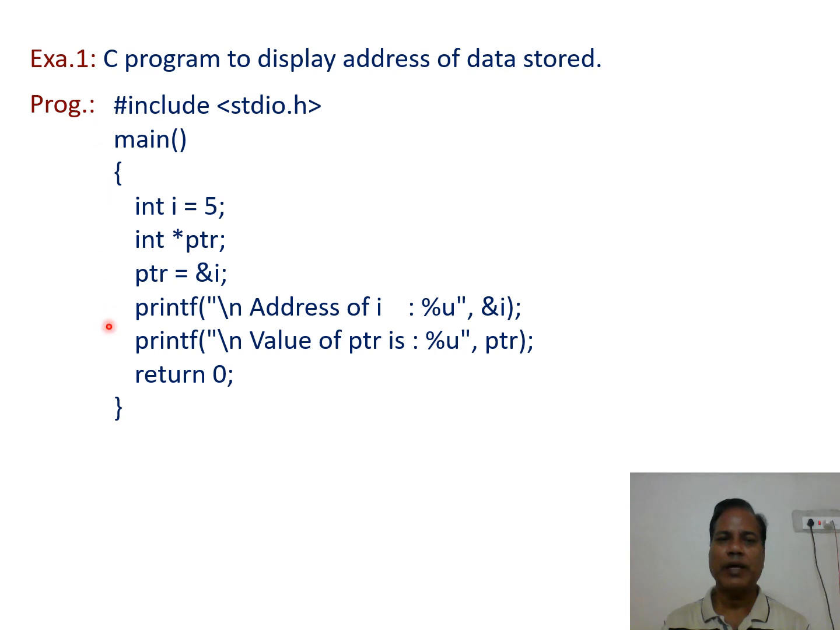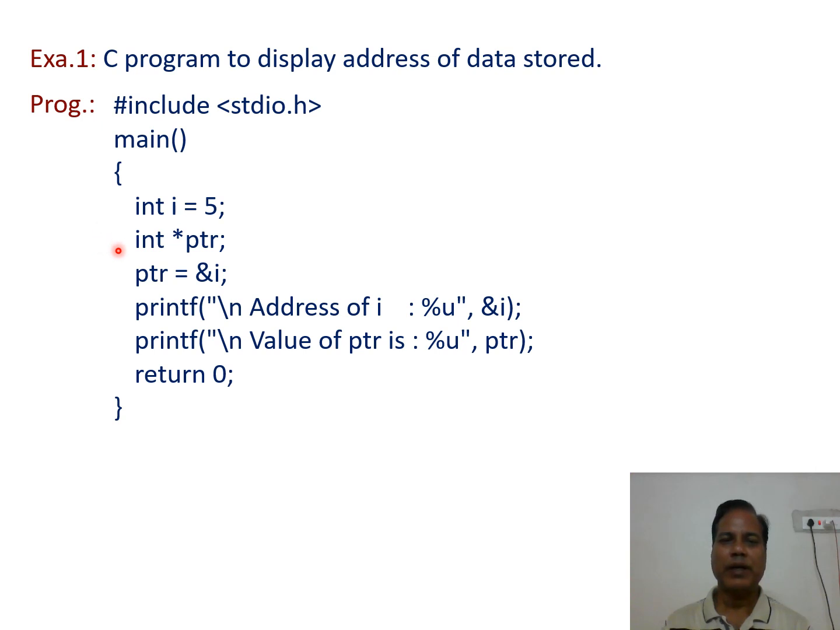Then in the body of the main function, int i = 5;. This statement declares the integer variable i and simultaneously its value is assigned as 5.